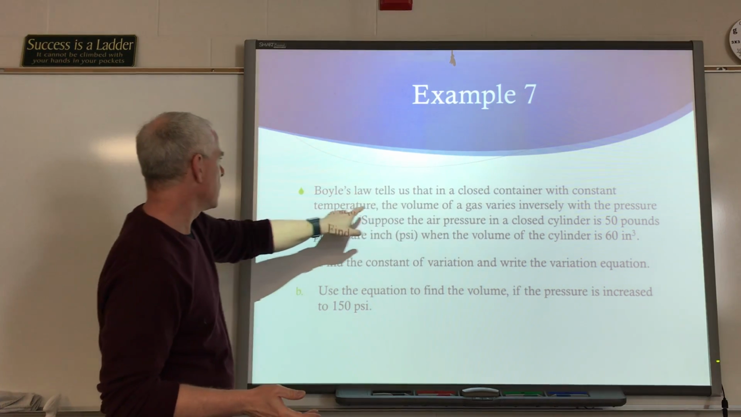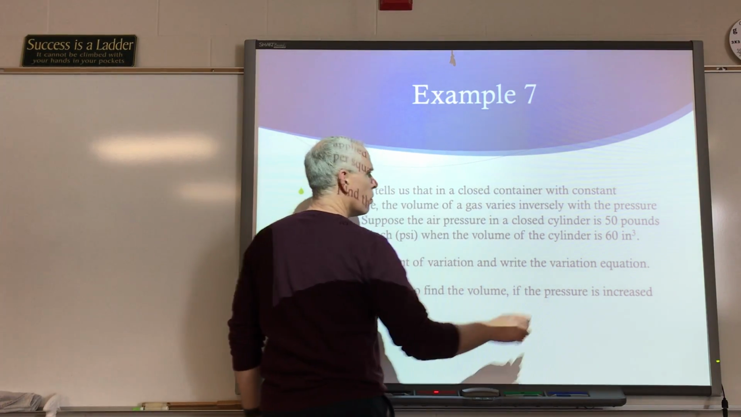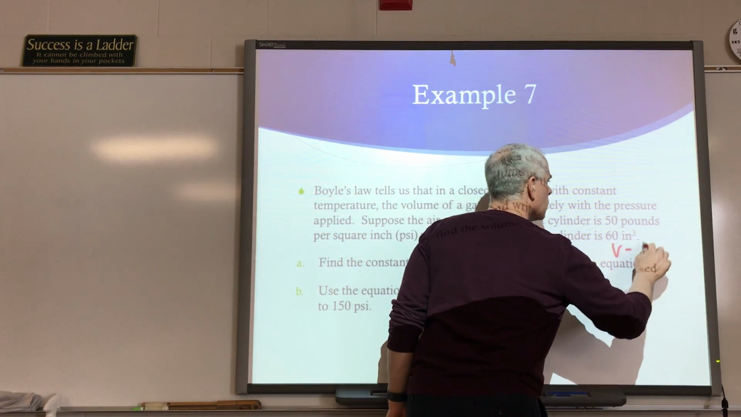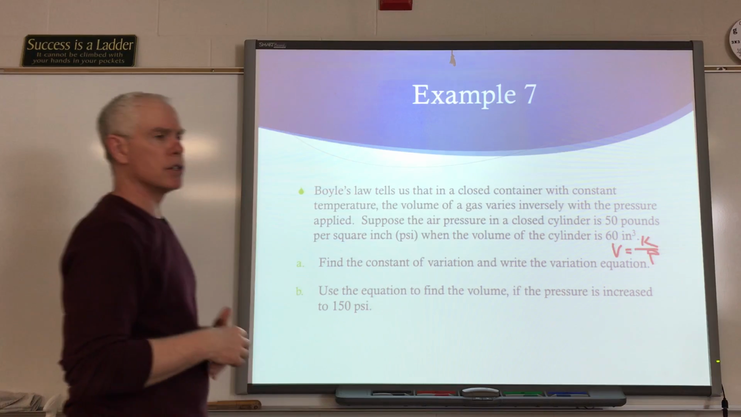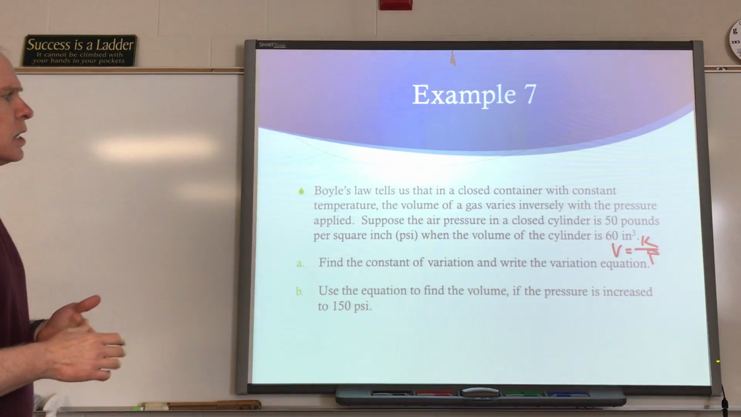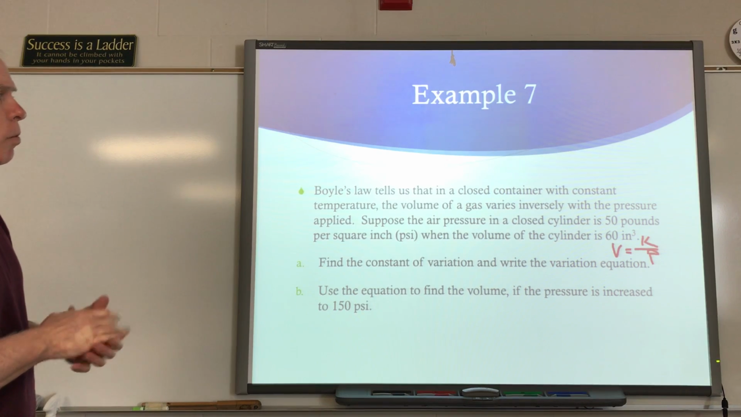This tells us that in a closed container, volume varies inversely with pressure. So volume varies inversely with pressure. That's going to be our general model that we're going to work from. To find the constant of variation, we can substitute what we know about one of the examples.